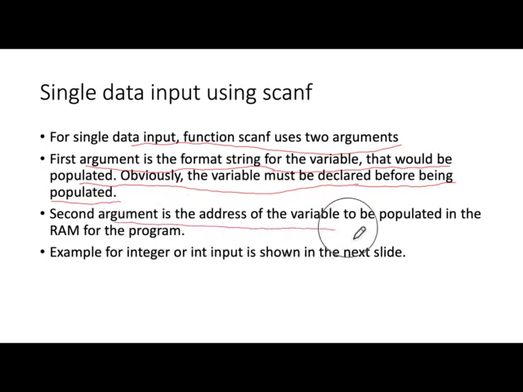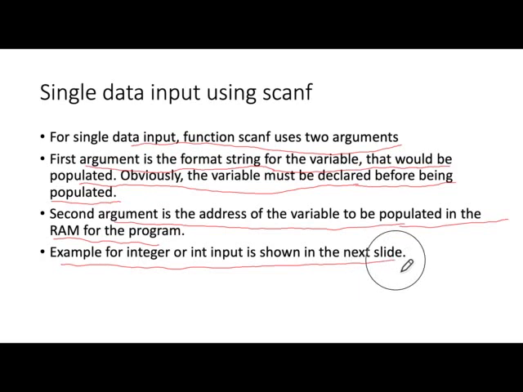Second argument is the address of the variable to be populated in the RAM for the program. We give example for integer, then example for floating point. Okay.